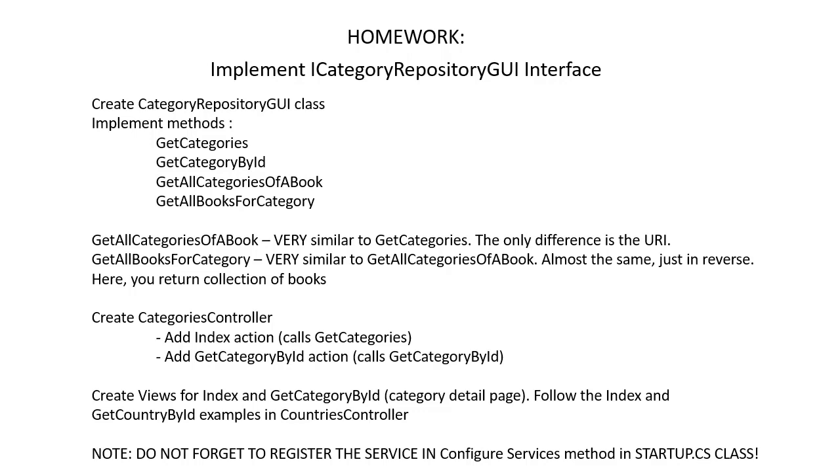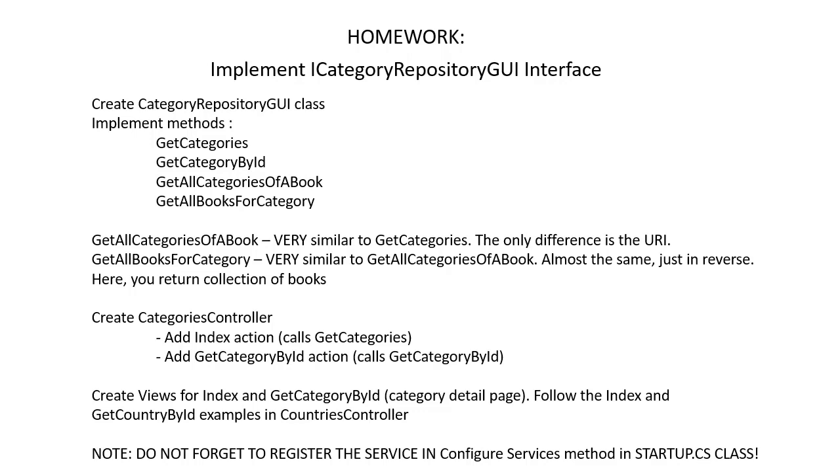Now, get all categories of a book is very similar to get categories. In fact, it's almost identical. The only difference will be the API call for the URI. Obviously, get categories will be API/categories, and get all categories of a book has a different URI. That's the only change you will have to make. So just have a look at the documentation and you will see what URI you need to use for this call.